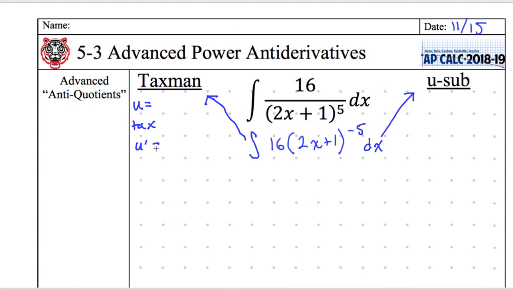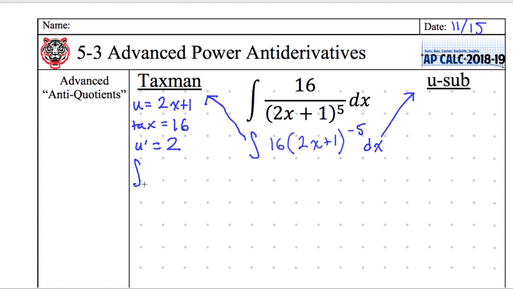All right, let's find these things. Where are you? I'm at 2x plus 1. You are at 2x plus 1. And who is knocking at the front door? 16, our Taxman. He wants to collect. u prime is going to be what, Rochelle? 2. Cool. So we found our three things. Let's go ahead and pay the Taxman.